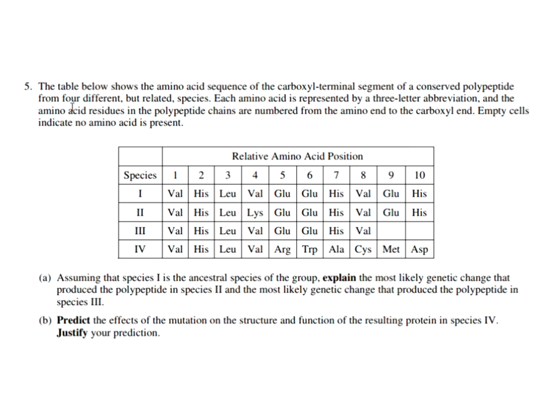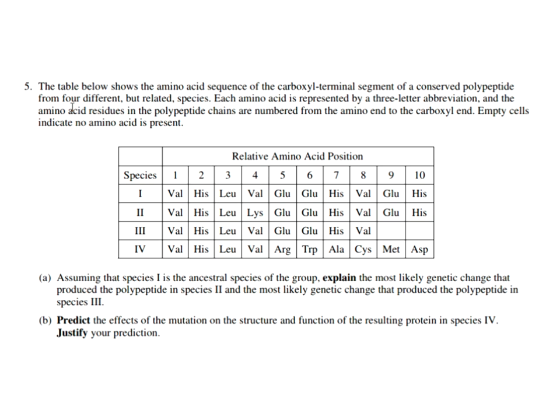All right, then we have a free response question here. It says the table below shows the amino acid sequence of the carboxyl terminal segment of a conserved polypeptide from 4 different but related species. Each amino acid is represented by the 3-letter abbreviation, and the amino acid residues in the polypeptide chains are numbered from the amino end to the carboxyl end. Empty cells indicate no amino acid is present. So A, assuming that species 1 is the ancestral species of the group, explain the most likely genetic change that produced the polypeptide in species 2 and the most likely genetic change that produced the polypeptide in species 3.